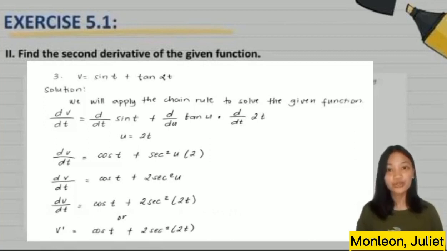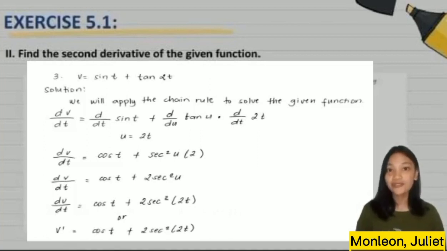We know that the chain rule states that the derivative of y with respect to x is equal to the derivative of y with respect to u, multiplied by the derivative of u with respect to x. So, the solution of the given function is as follows. The derivative of v with respect to t is equal to the derivative of sine t with respect to t plus the derivative of tangent u with respect to u multiplied by the derivative of 2t with respect to t. Remember that u is equal to 2t.